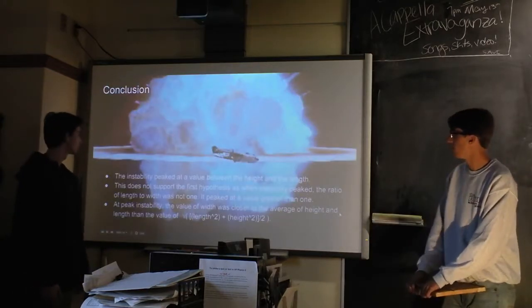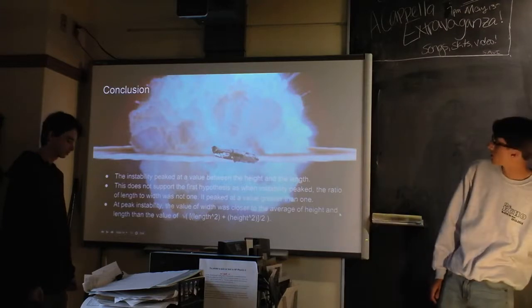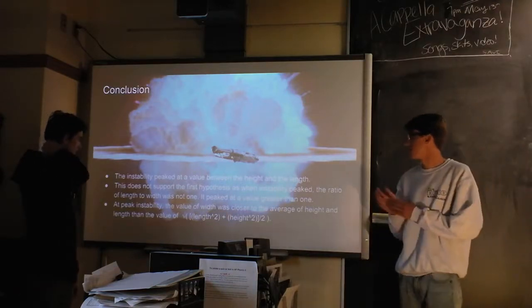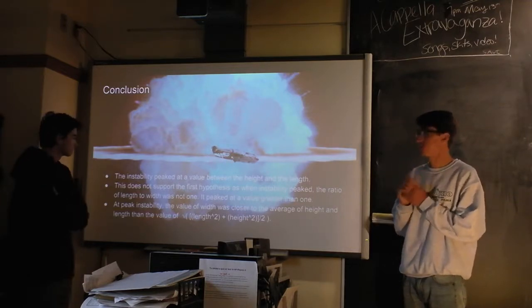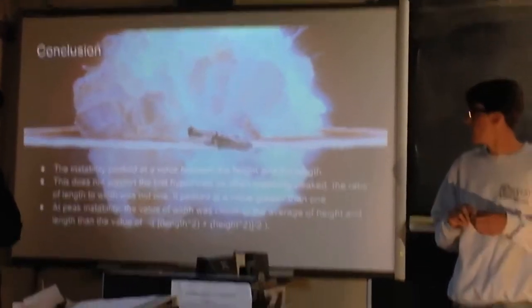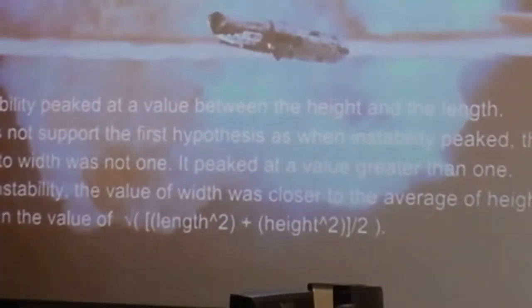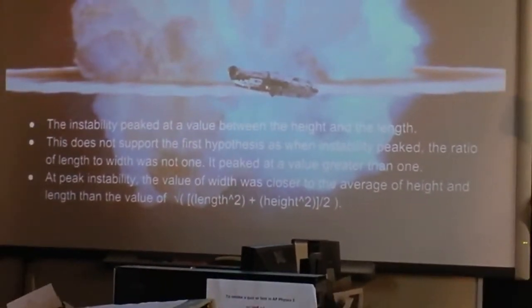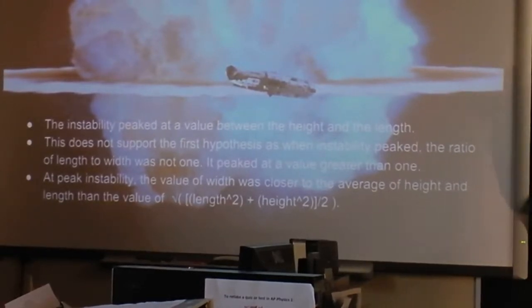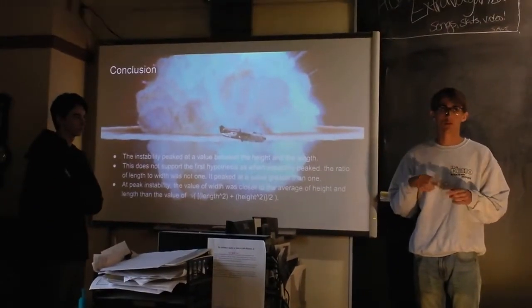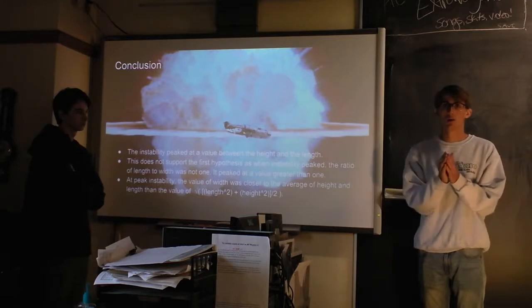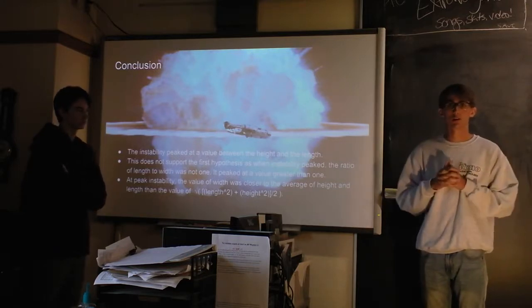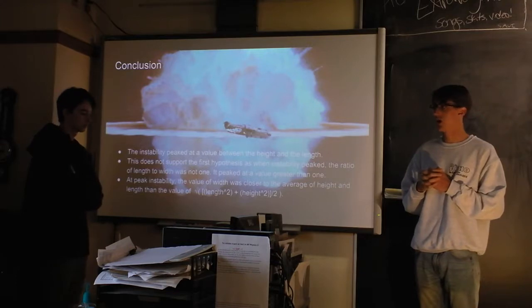And from this experiment, we can conclude that the instability peaked when the width was at a value between the height and length, specifically when it was the average of the height and length. This does not support the first hypothesis, with the whole ratio idea, that there's a ratio of the length and width that results in the max instability. It was really the value of width in relation to the length and height.